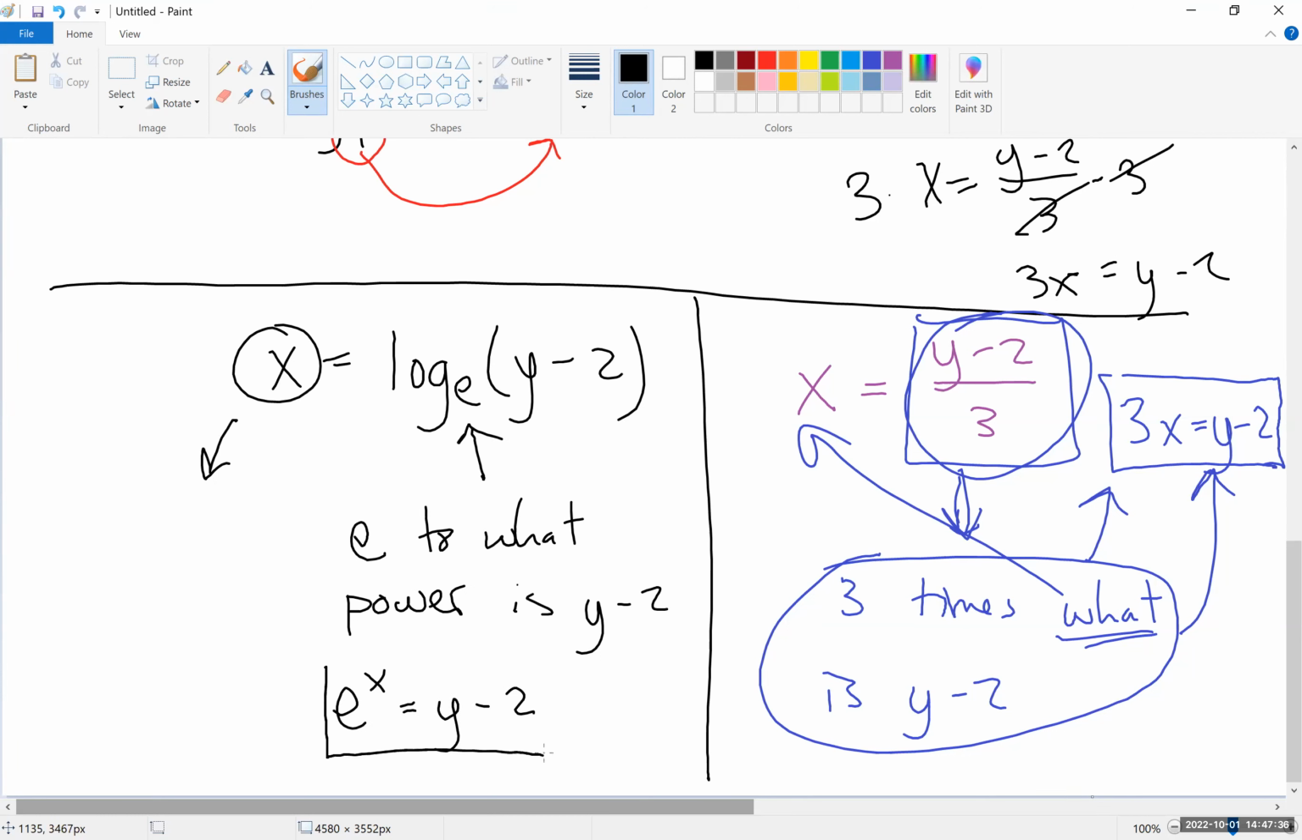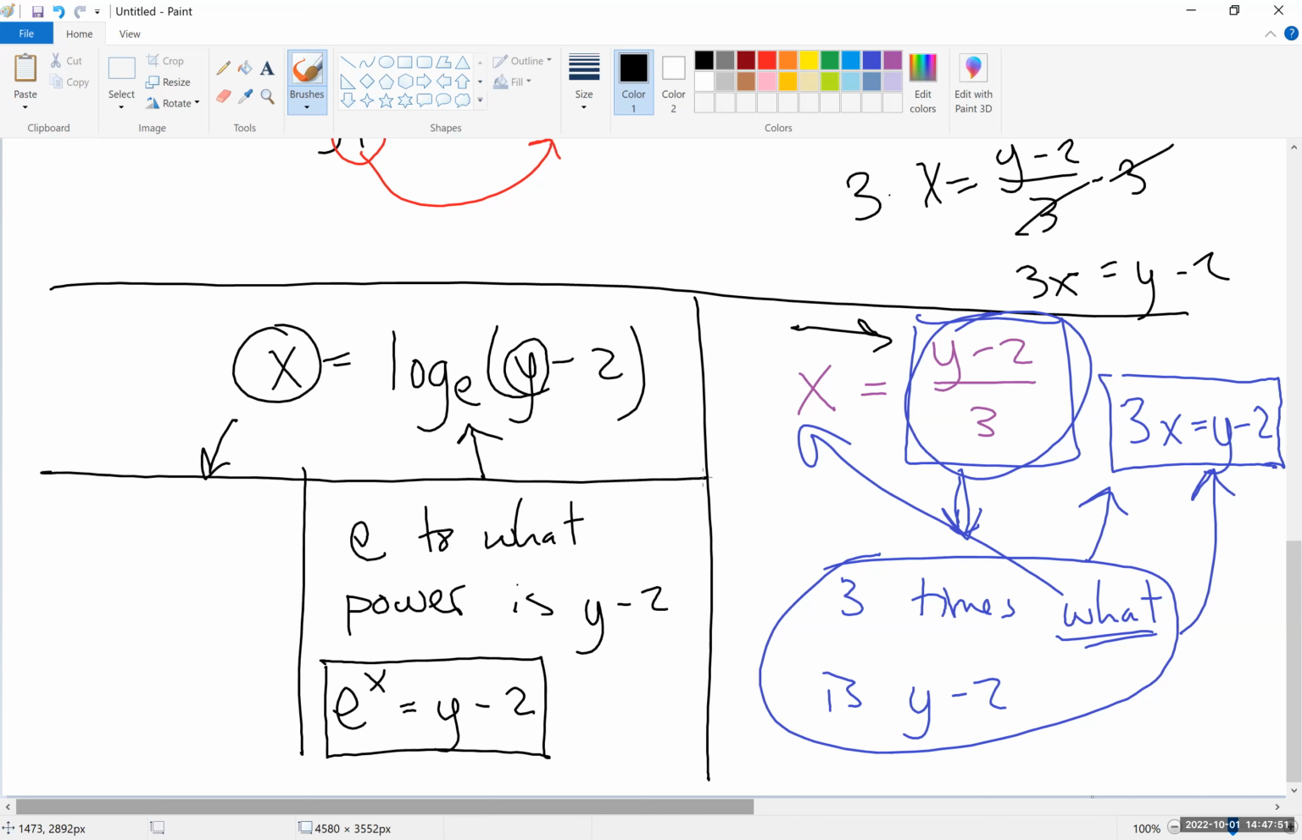Now, this is fundamentally different. Solving for y is fundamentally different than the way we do it with multiplication and division. It's only fundamentally different in the way that we think about it. It's actually the same. How do we get rid of a logarithm base e?